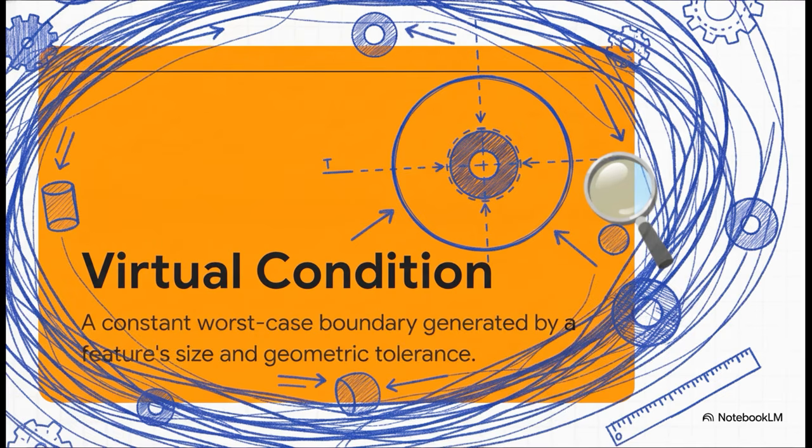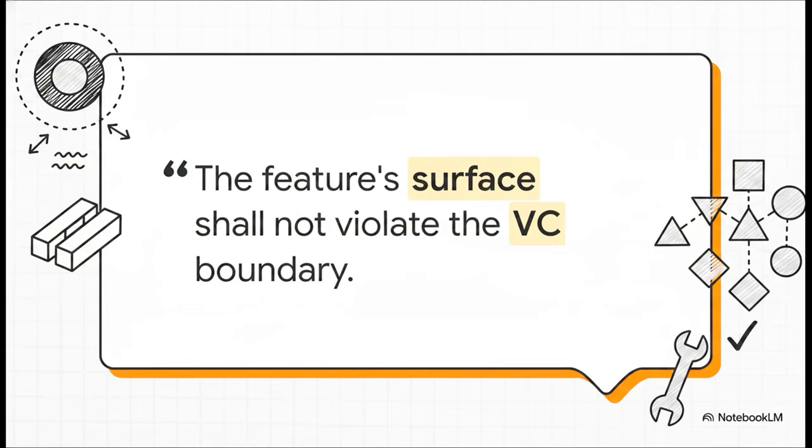Imagine you have a hole at its absolute smallest size, and then that hole's position shifts all the way to the extreme edge of its positional tolerance zone. The resulting theoretical 3D shape left over in that space, that is the virtual condition. It is the absolute functional limit of assembly. The standard actually provides two different ways to interpret this, but the primary one, and definitely the most important one, is called the surface method.